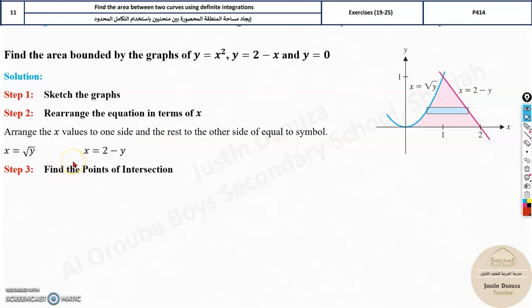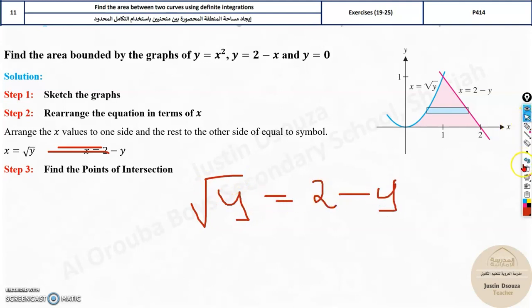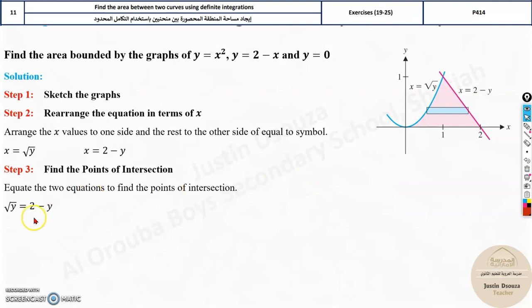Now, you need to find the point of intersection. Where does this meet? You can find the point of intersection by just equating these both equations. Instead of x, just equate these both. That is root y equals 2 minus y. Now, when you solve these, you will get the answer.